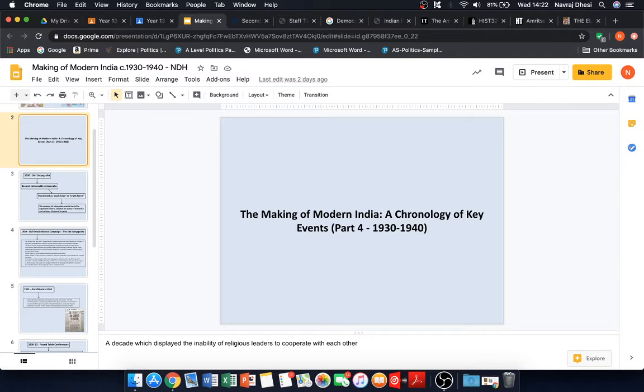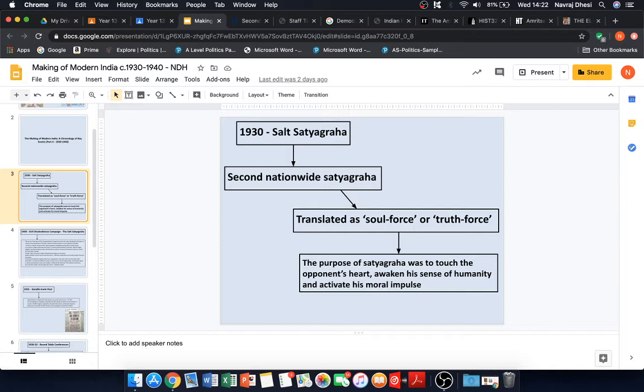So in 1930, we've got the Salt Satyagraha, and this is the second nationwide civil disobedience movement. The first one in 1920 is classified as the non-cooperation movement, and this is classified as a civil disobedience movement.